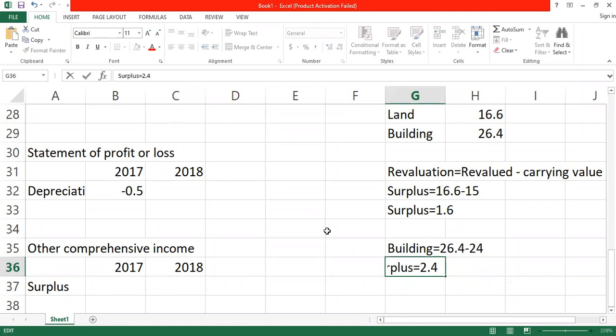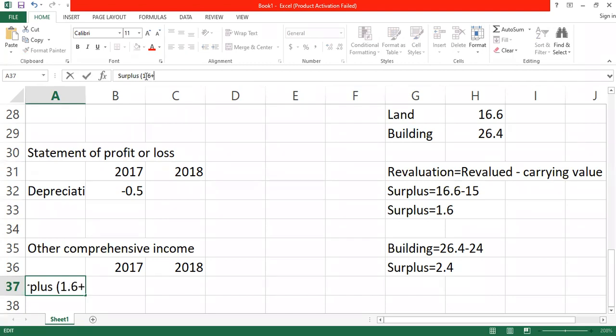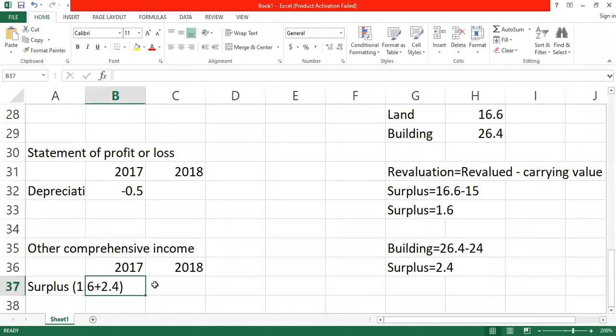43 minus 16.6 is what? 26.4. Okay. So what will be the total revaluation? 1.6 relating to land, 2.4 is relating to what? Building. So the total will give us what? 1.6 plus 2.4. And that will give us how much? The total is what? 4.